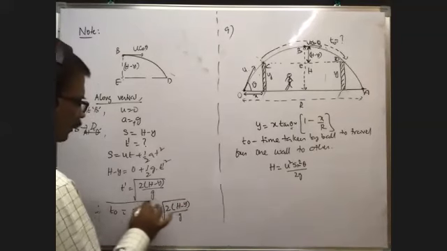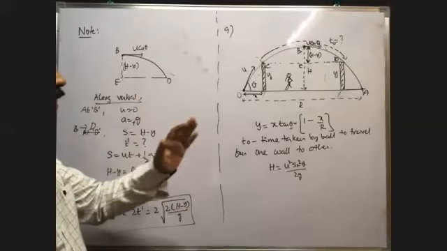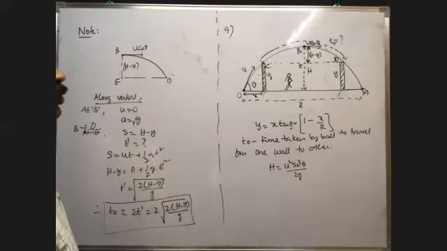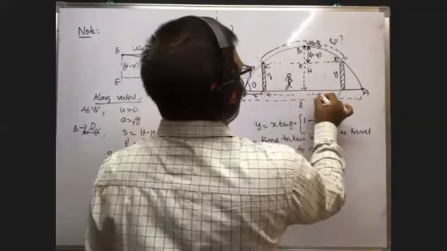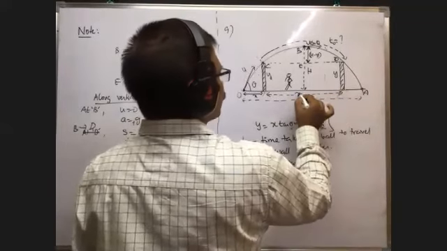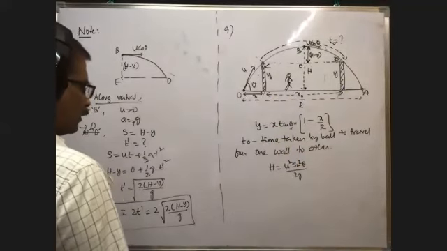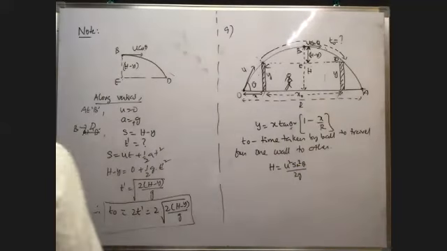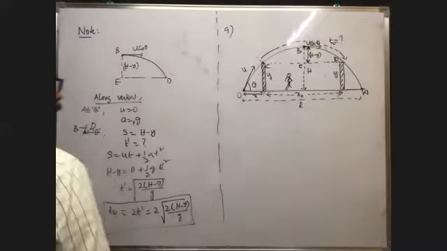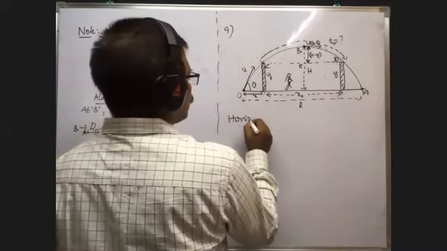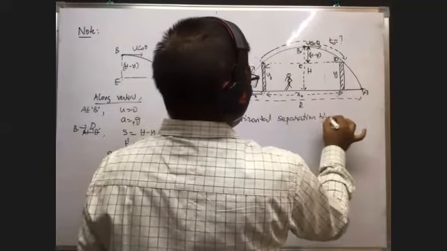It is the time taken here. If you know the time taken by the ball to travel from one wall to another wall, what is the horizontal separation between the two walls? What is the horizontal separation between the two walls? Means this one. That is, say, x naught. What is that x naught? The horizontal separation between the two walls is how much?